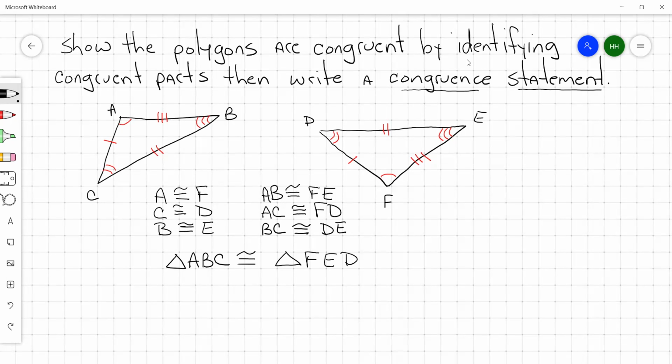Now, it doesn't matter how you order the vertices in the first shape. You could have called the first triangle BCA. But when you write the congruence statement to describe the second shape, the vertices have to correspond. So in this case, since we used B as our first letter, we got to use E as the first letter here. And since C is second, then D has to be second. And if A is the third letter used to describe that triangle, then F has to be the third letter used in the second description.